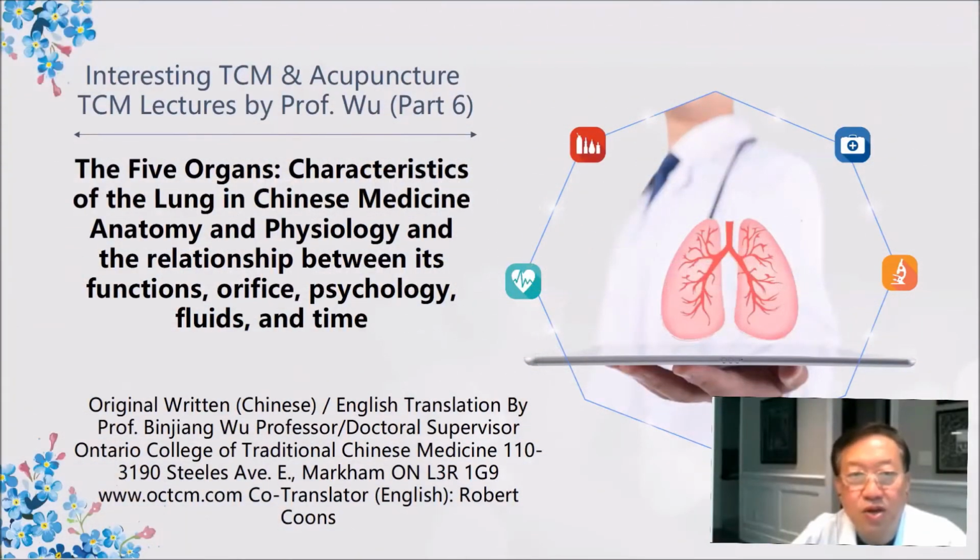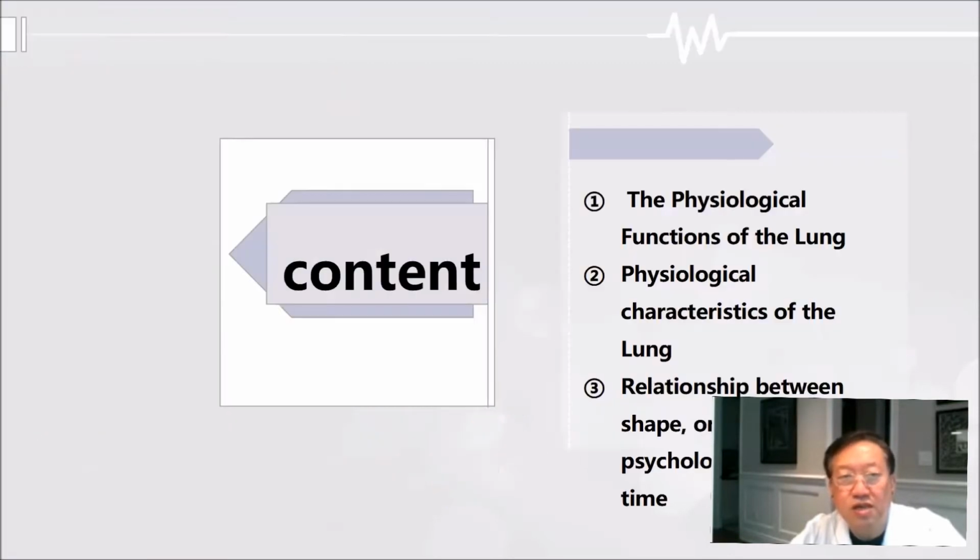Interesting TCM and acupuncture. Part 6. The 5 organs, characteristics of the lung in Chinese medicine, anatomy and physiology, and the relationship between its functions, orifice, psychology, fluids, and time. Contents: the physiological functions of the lung, physiological characteristics of the lung, relationship between shape, orifice, psychology, fluid, and time.